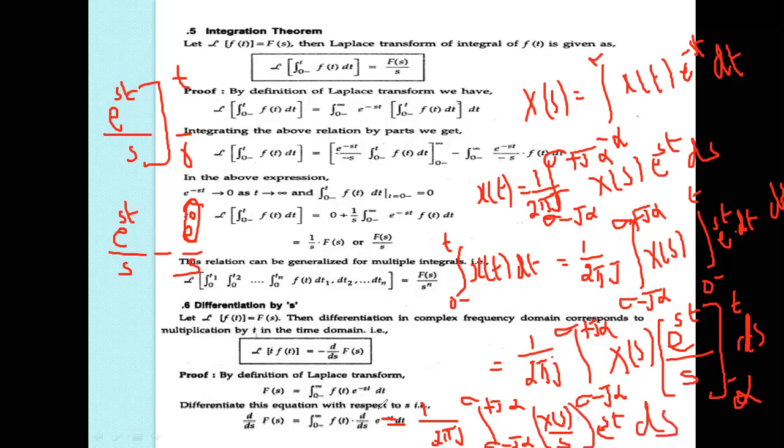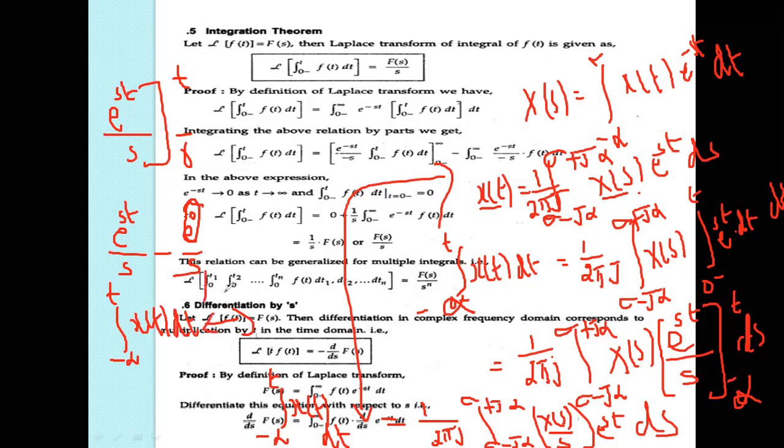Now see, now I can compare these two equations. Integral minus infinite to t of x of t dt. What is the relation here? For x of t, the Laplace transformation is X of s. And the integration for Laplace transformation becomes X of s by s. X of s by s. Got it, my dear students?